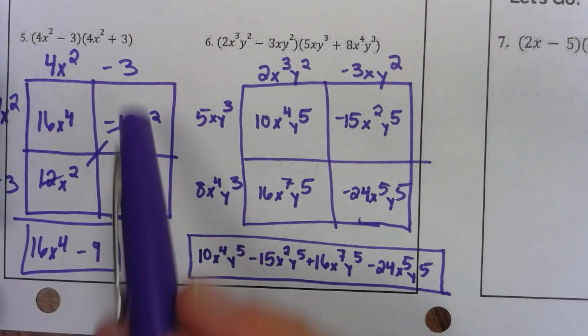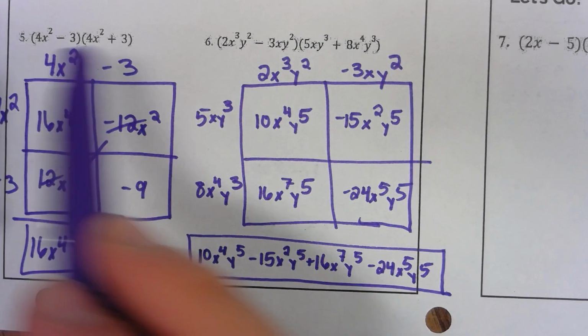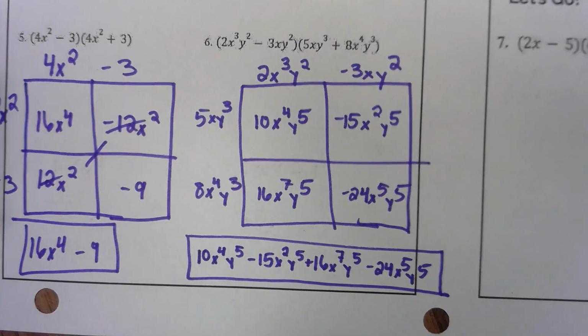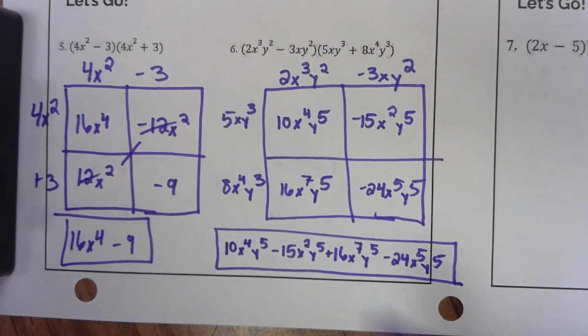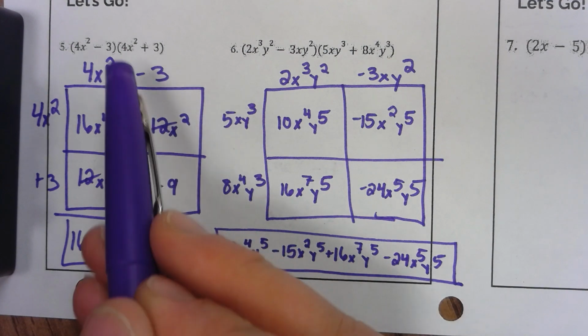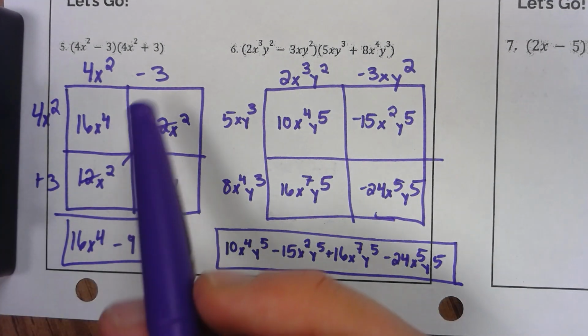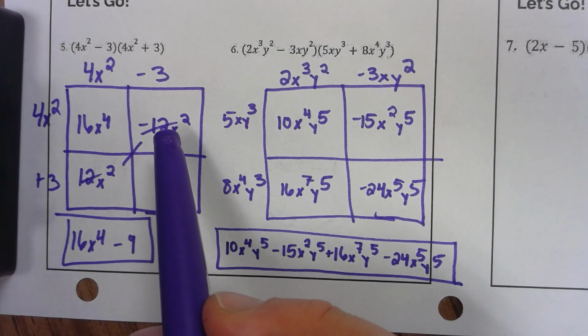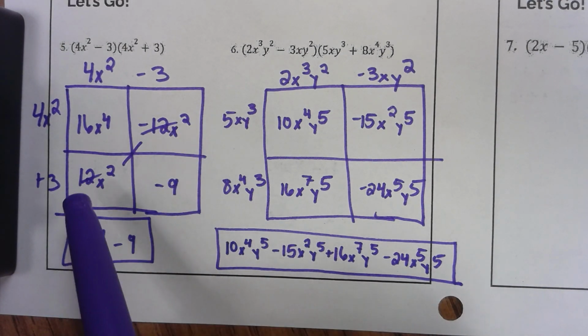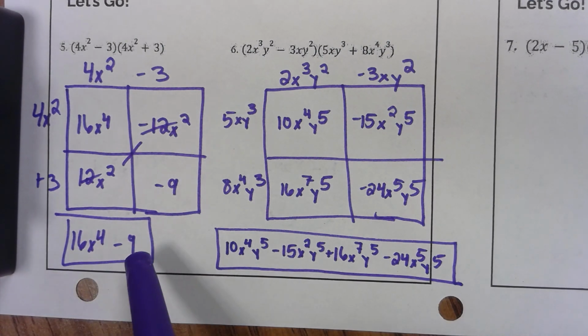All right, for everyone watching online, you can check your work here with 5 and 6. In terms of the setup, nothing changes. You'll just take one of the terms, put it along the top, the other term along the side. And remember, it doesn't matter if you switch these. In this case, we do get a negative 12x squared and a positive 12x squared that cancel out. So your final simplified expression is 16x to the 4th minus 9.